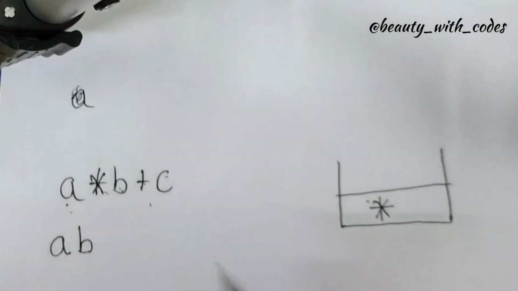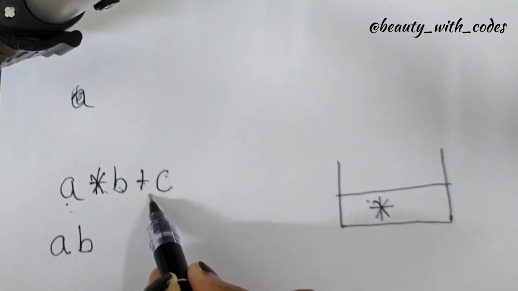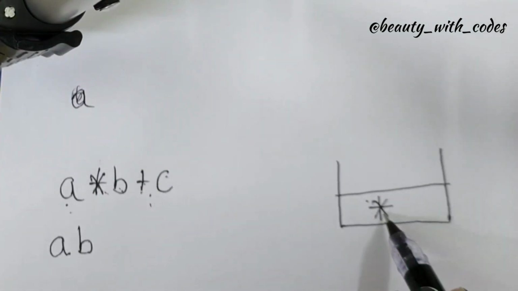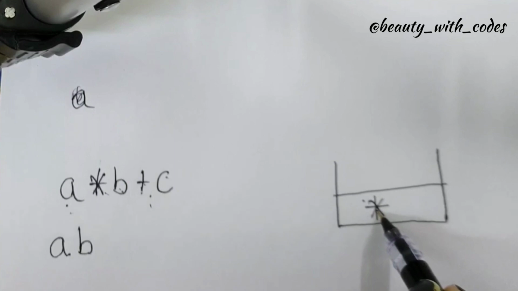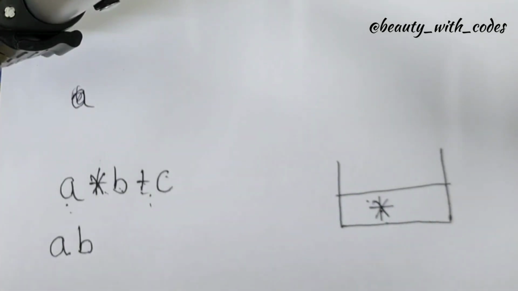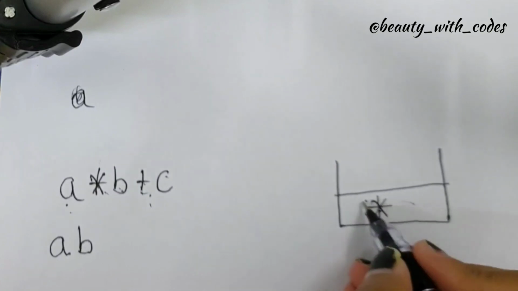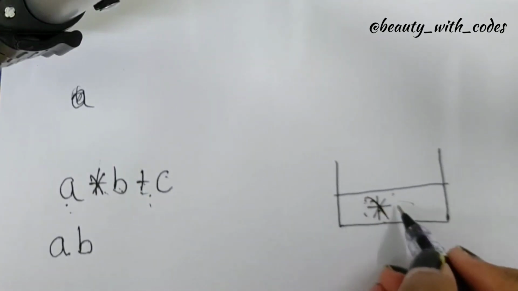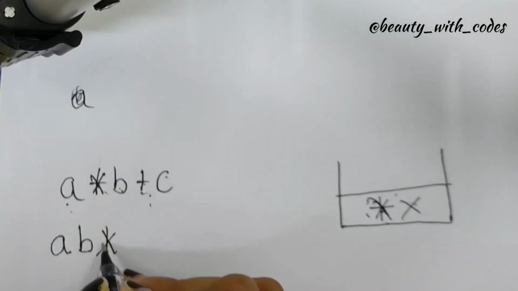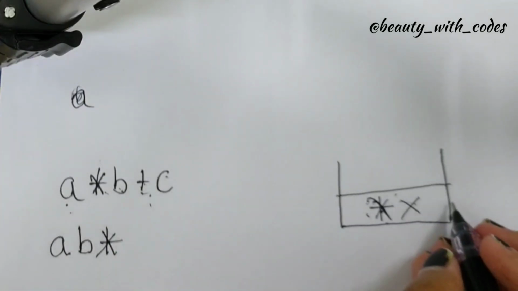Fine. Now B. So B. After that plus is here, isn't it? But now we are going to check whether the priority of plus is higher than this. I already told you the priority of multiplication is much more than this, isn't it? So what do we need to do? We have to pop this out. So this is going to be popped out.